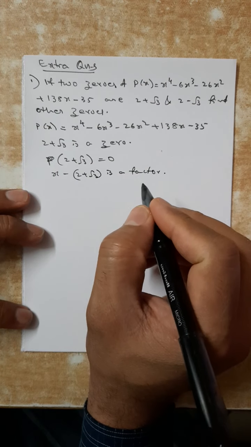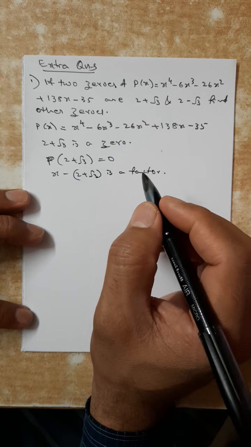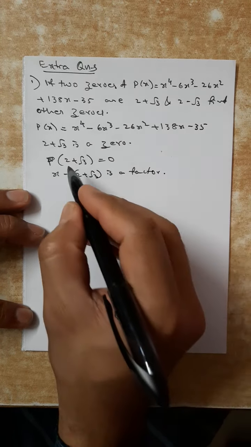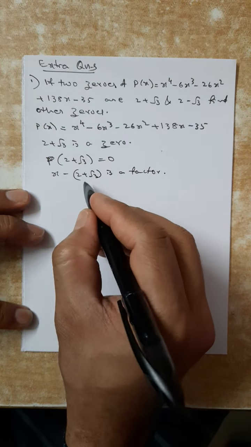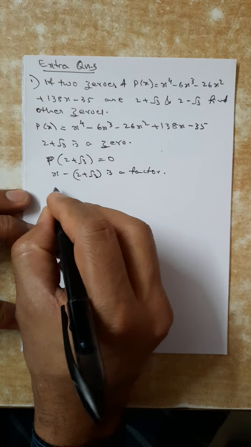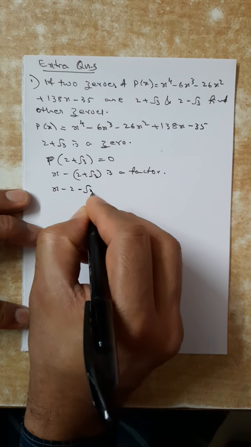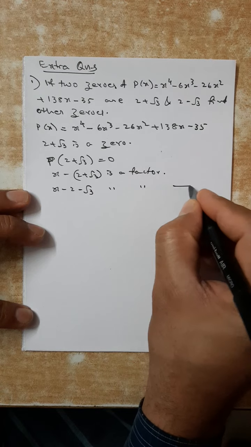In the previous question it was root 2 alone, so we wrote x minus root 2 is a factor. Here instead of root 2 it is a bigger expression. x minus (2 plus root 3) is a factor. Here we can open and say x minus 2 minus root 3 is a factor.